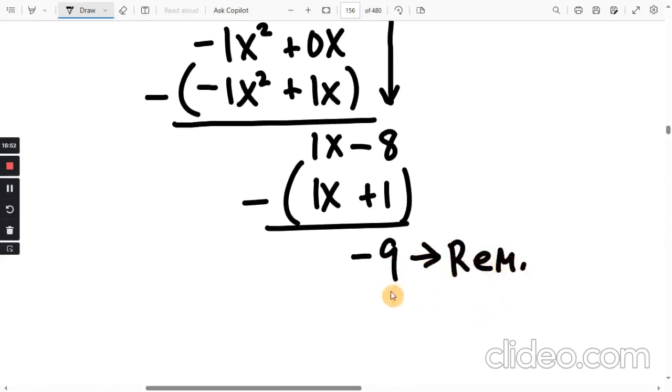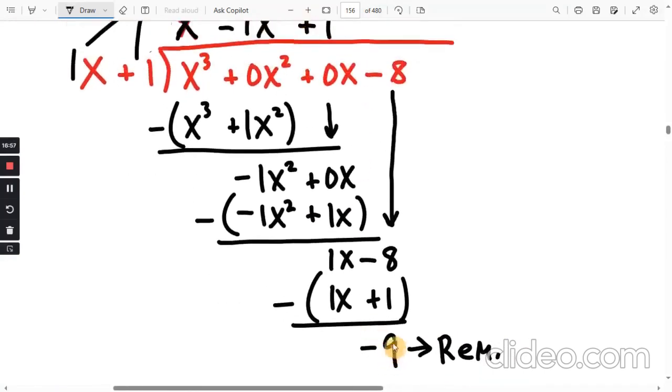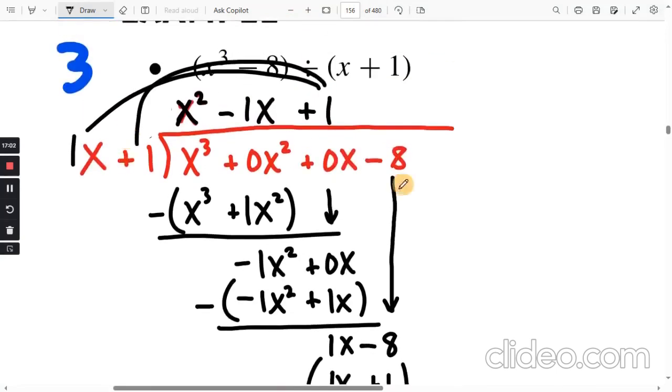So the negative 9 goes over the divisor. The negative 9 is divided by x plus 1. There's two ways to write it. You can write plus negative 9 over x plus 1. That's one way to do it. Or instead of a plus and a minus, where it says plus negative 9, you can just write minus 9 over x plus 1. Those are both the same thing.